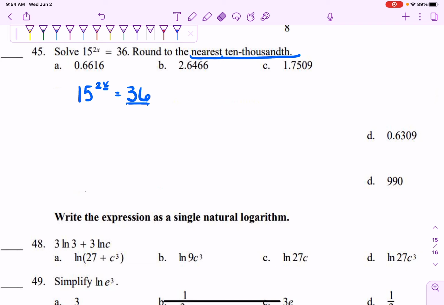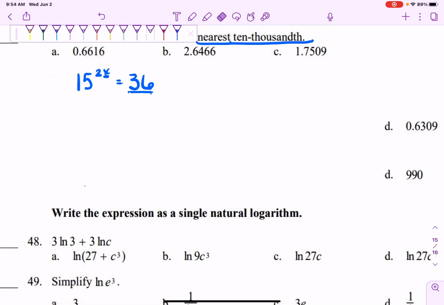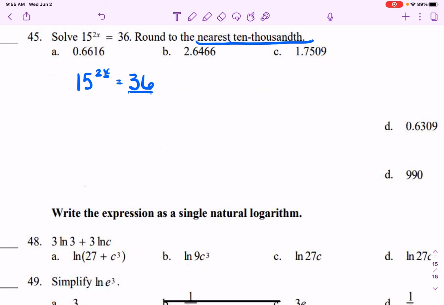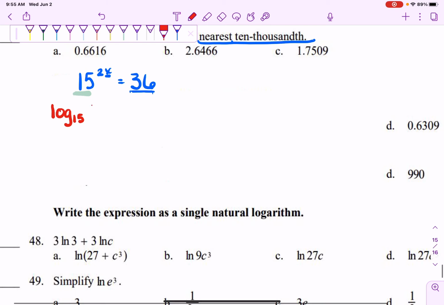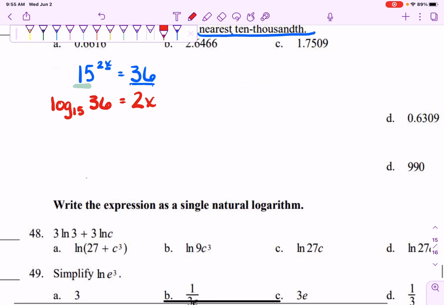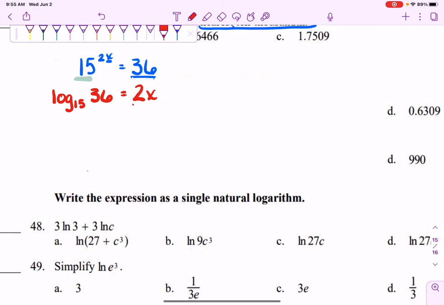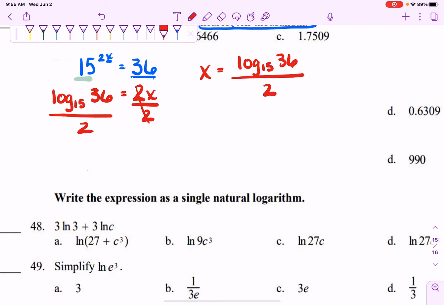So I'm going to give you kind of a minute here. So in this one, my base is 15. So I'm going to do log base 15 of 36 equals 2x. So I know to get x by itself, I would have to divide by 2. So basically I have this. Now at this point, I would take this whole part and I would put it in Desmos.